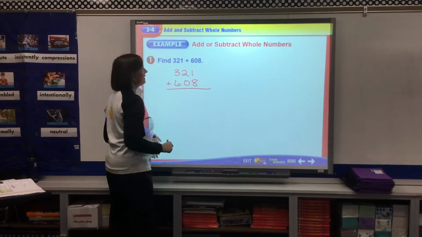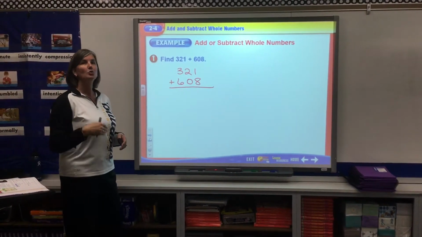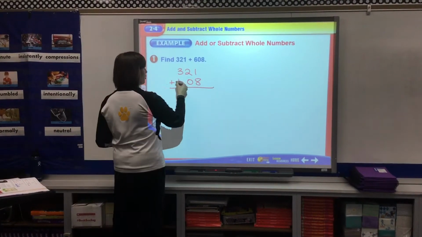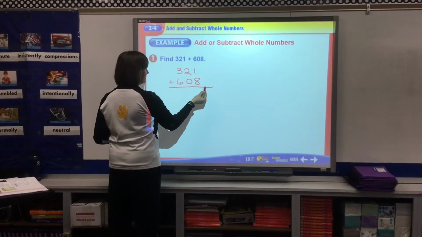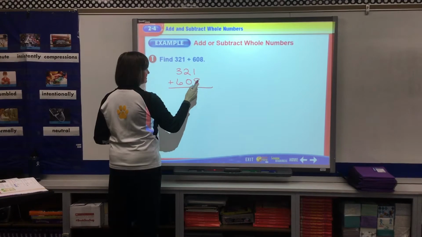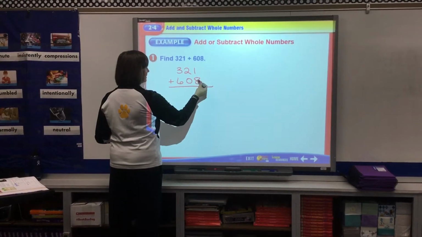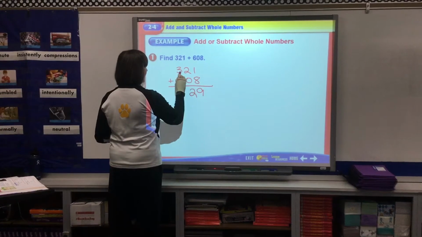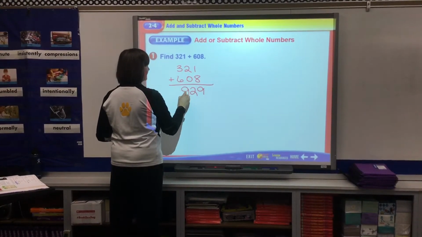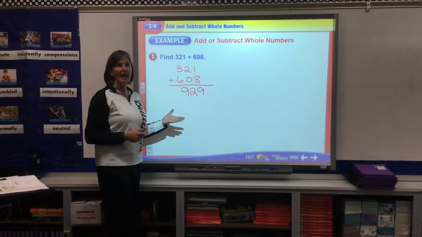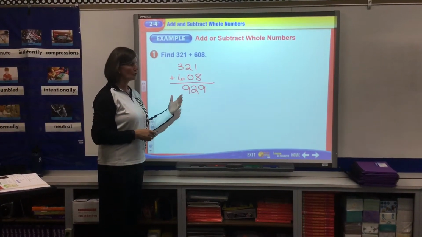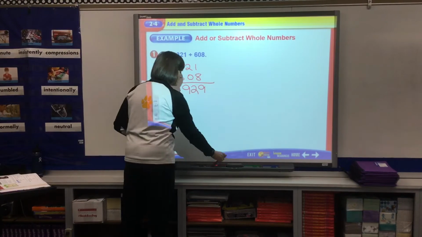When we are adding and subtracting whole numbers, you always want to start in the ones place value. So I'm going to start way over here on the right. The 1 is in the ones place value, and the 8 is, and I'm going to add there. 1 plus 8 is 9. 2 plus 0 is 2, and 3 plus 6 is 9. So the sum, when you add two numbers together, it's called the sum. The sum of these two numbers is going to be 929.